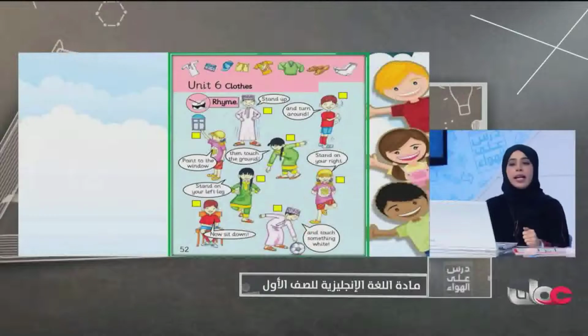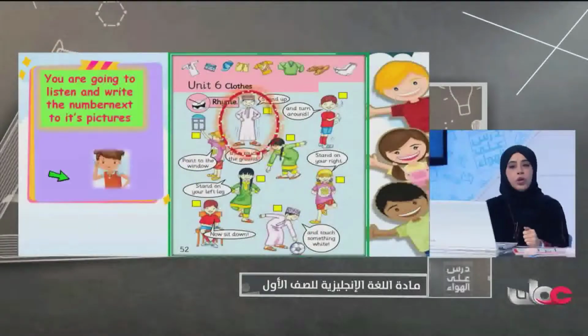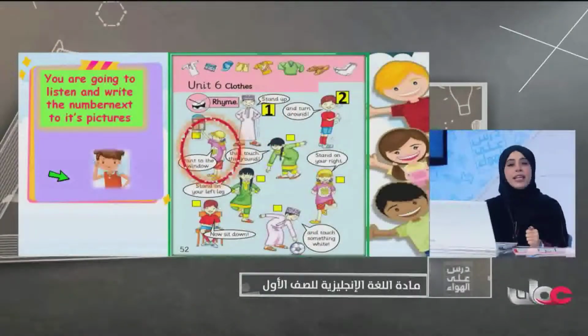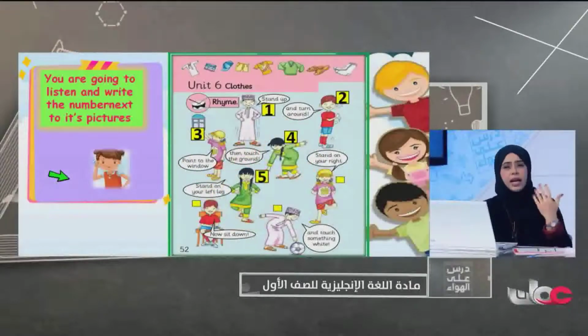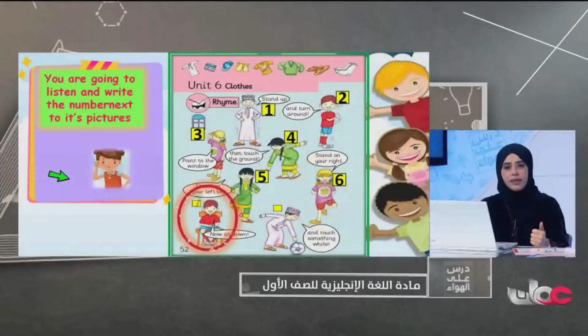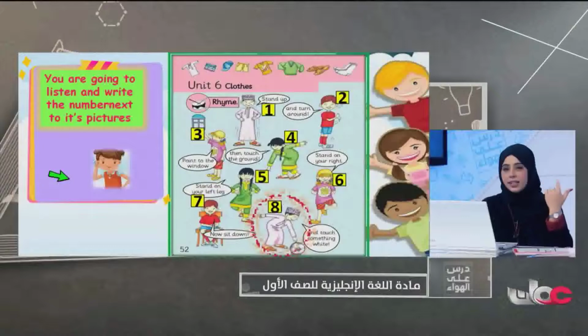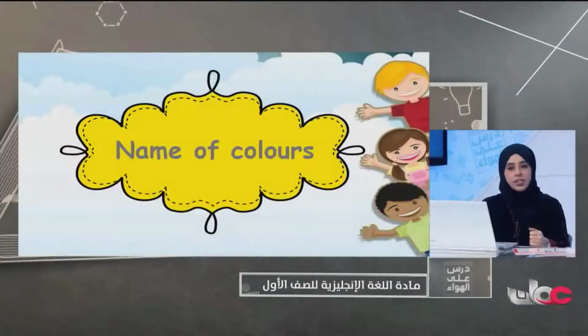Let's move on. And this time, we are going to have the name of colors. Do you remember any name of colors that we have it in semester number one? Can you please tell me the colors? What are the names of colors? Red. I can hear a good answer. Red. Very good. What else? Blue. Very good. Green, very good. Excellent, green.